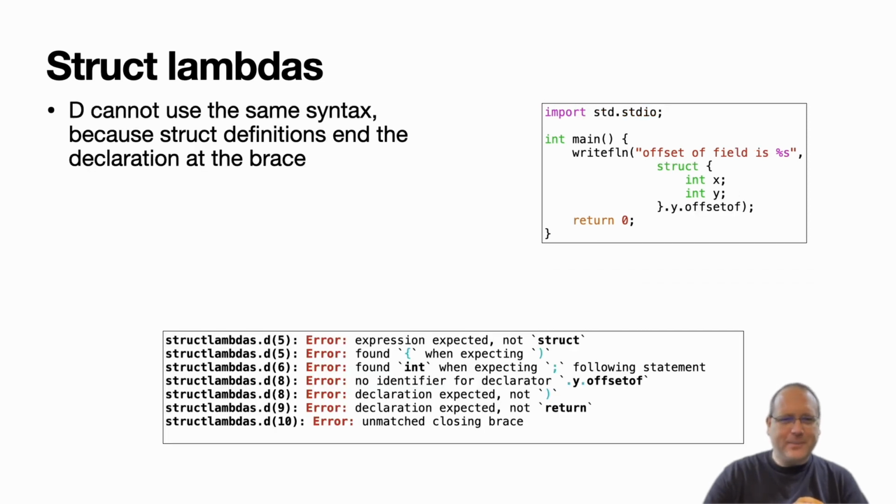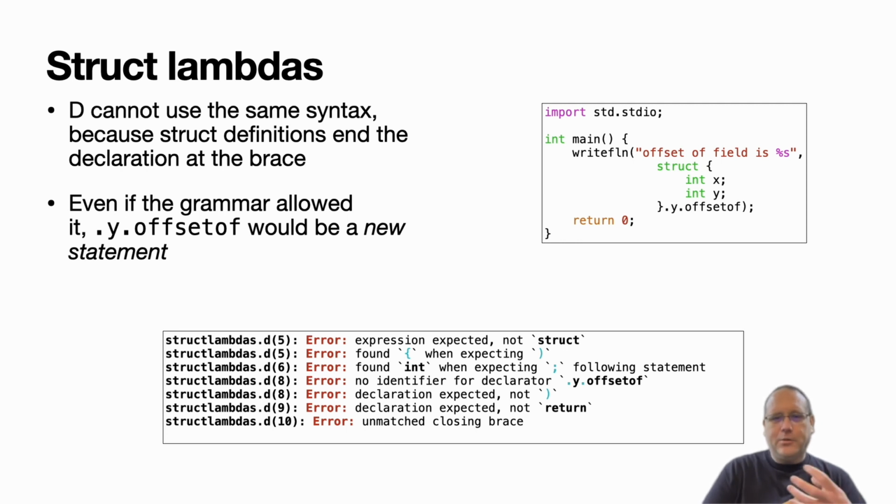We should be able to do this. Now, D struct lambda, so if I did this with D, this is kind of how I would write it, but it can't use the same syntax because struct definitions end the declaration at the closing brace. That y.offset would be a new statement, and the grammar doesn't allow you to just put a struct in the middle of an expression. But even if it did allow it, it would be ambiguous. What is that .y.offset? That really should be referring to some global y, and offset of, I don't know what that would mean outside of the definition of a struct. But like I said, we can't do that.